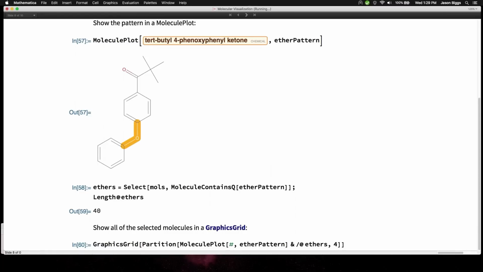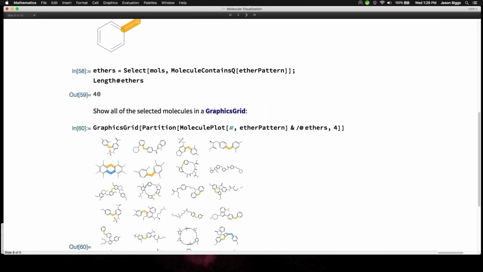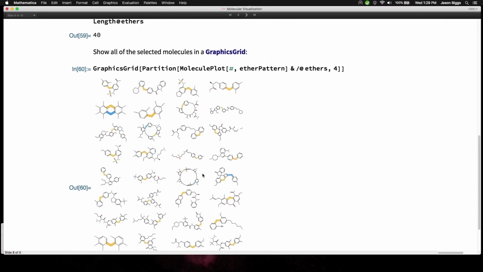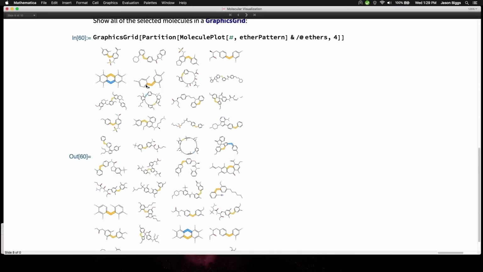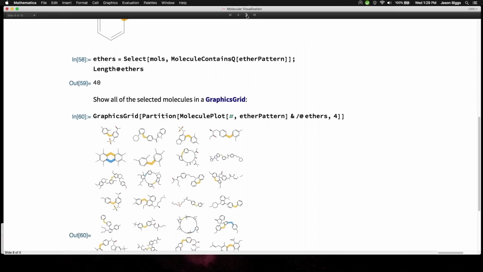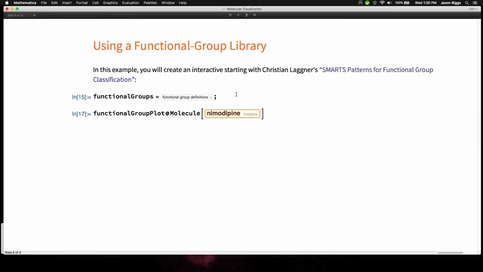And so then you can highlight all of those in a grid of plots. And I'm really running out of time here. Yeah, so that took a second to produce. But here it shows all the different cases where you have the diaryl ether. And yeah, so then I will flip and just show these fairly briefly.